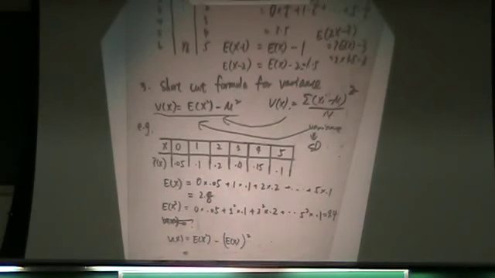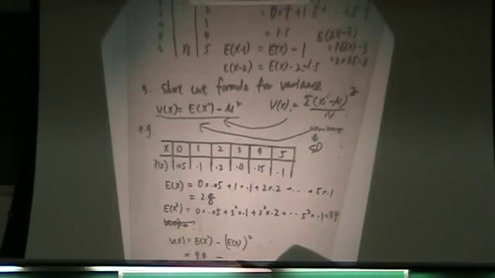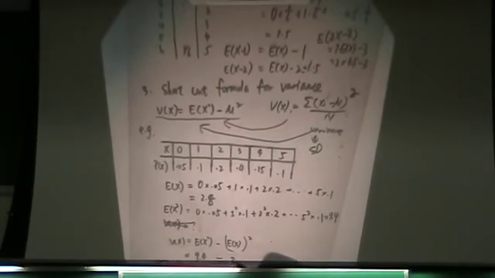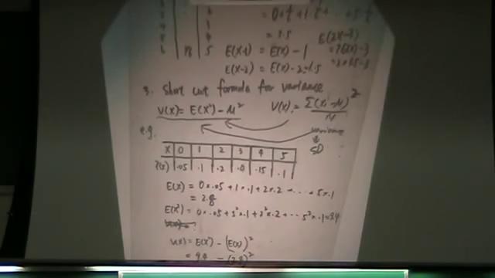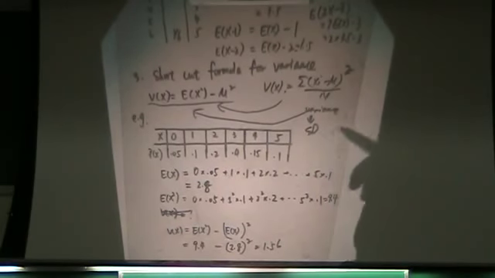Then we just plug the number in. 9.4 minus, pay attention to this. Sometimes people just forget. Here it is E[X] squared, the square of the expected value. You cannot minus 2.8. This is wrong. You need to square it. Sometimes people forget to do this. And the final answer is 1.56.